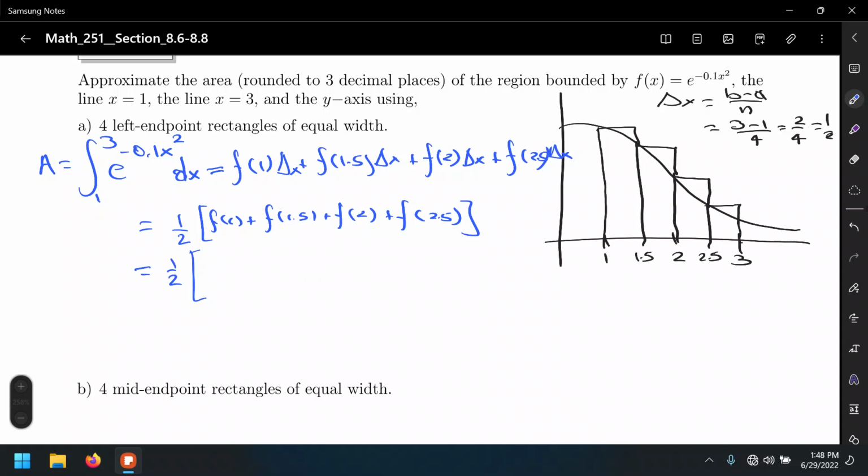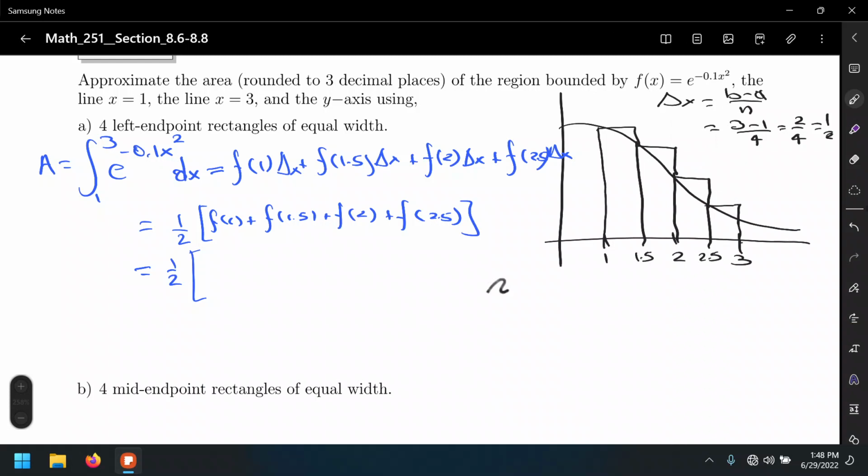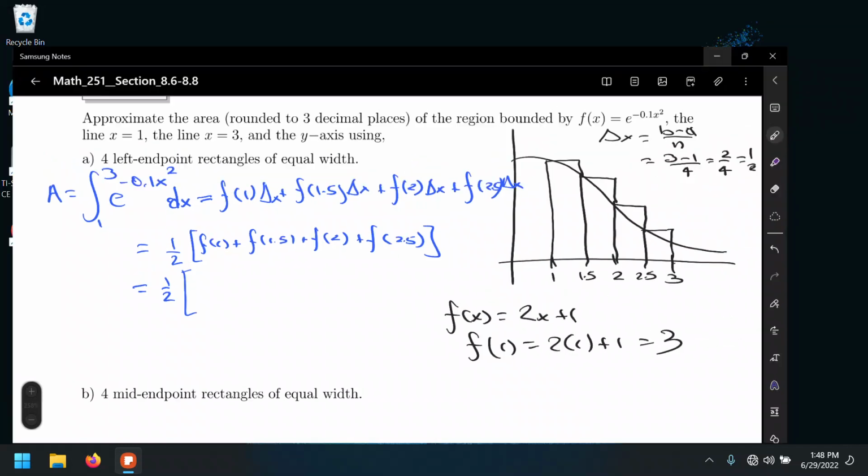Number one, let me do something really basic, like f of x equals 2x plus 1. What is f of 1? To get f of 1, what we need to do is evaluate 1 wherever we see the x. That is 2 times 1 plus 1, which is 3. Alright? Yes? Yes. So let me move to the graphing calculator.